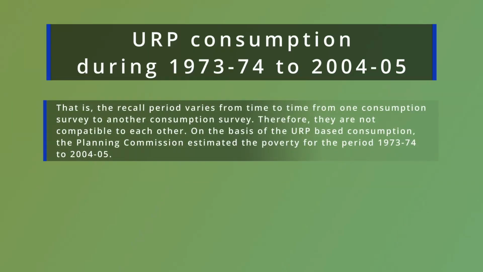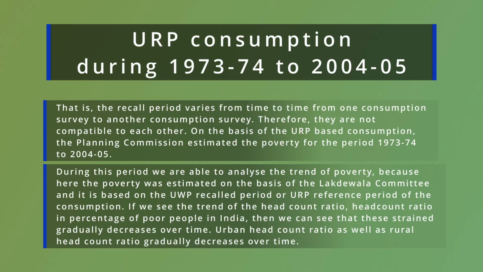On the basis of URP based consumption, the Planning Commission estimated poverty for the period 1973-74 to 2004-5. During this period, we are able to analyze the trend of poverty because here poverty was estimated on the basis of the Lakdawala committee, and it is based on the URP recall period or URP reference period of consumption.